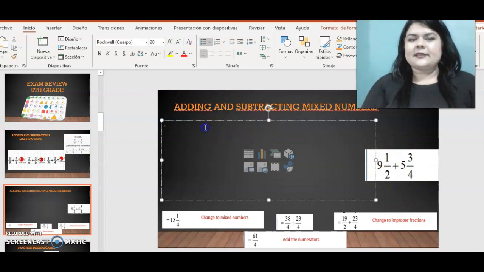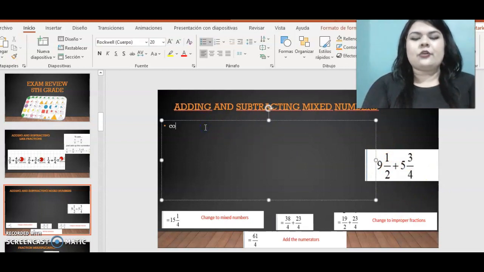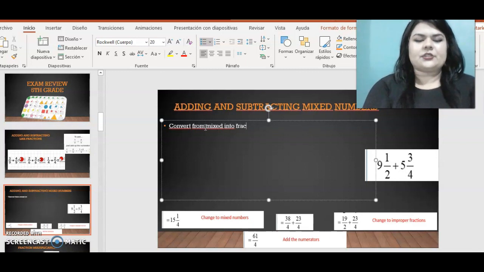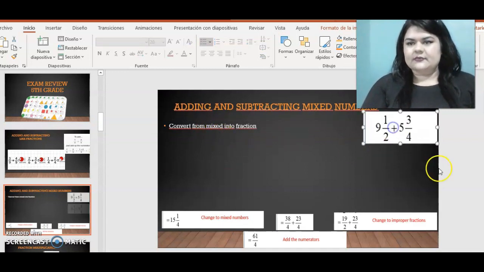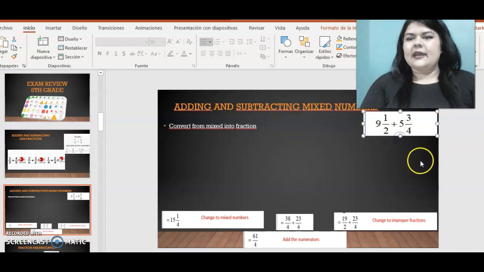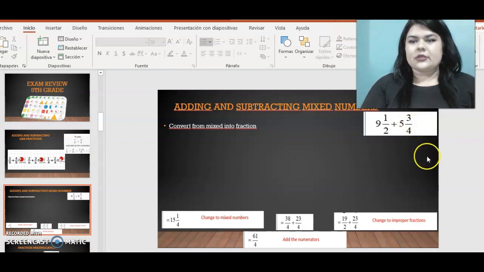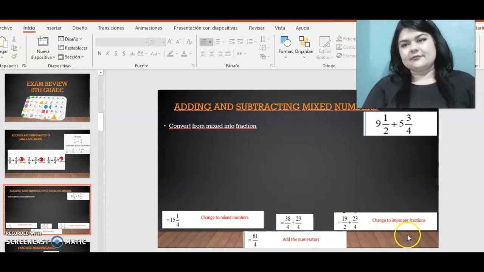What is the first step that I had to do? First, I need to convert from mixed into fraction, right? Well, how can I convert it? Look at this. I have 9 and 1/2 plus 5 and 3/4. I need to convert. Which of these steps that I have in here is converting? Is it the first, the second, the third, or the last?